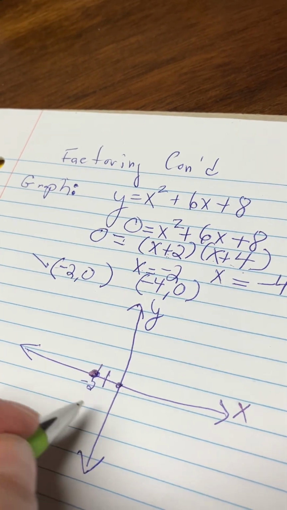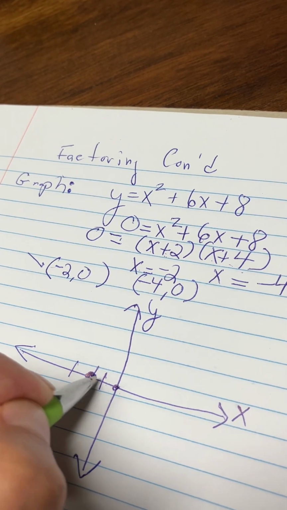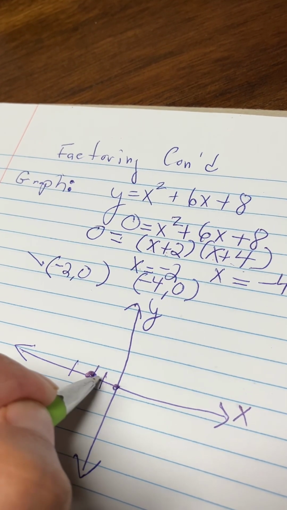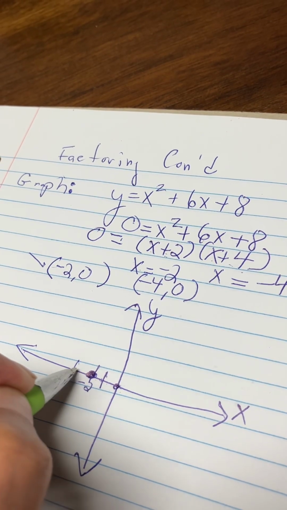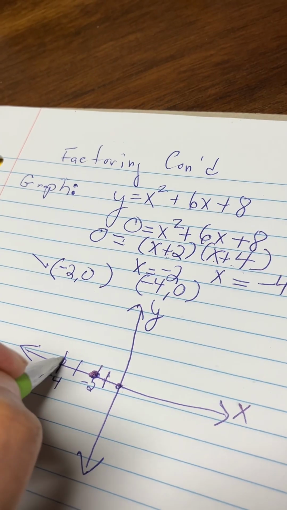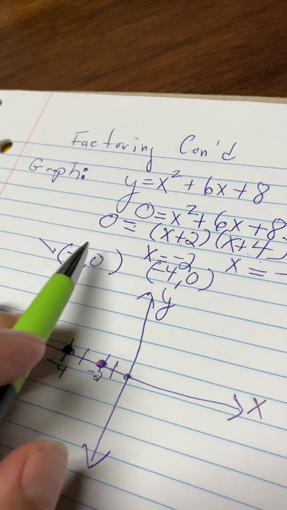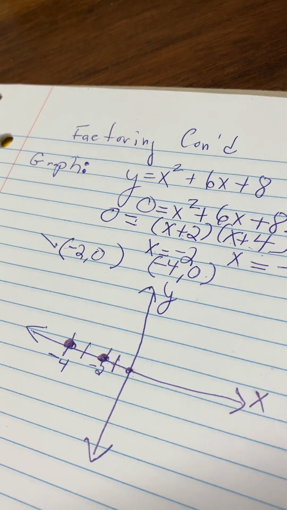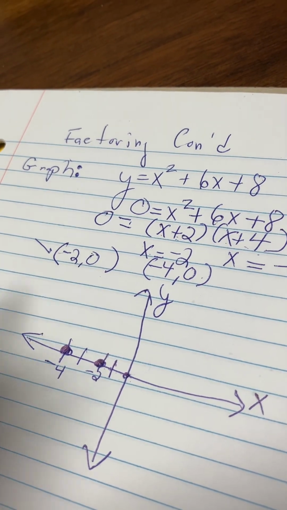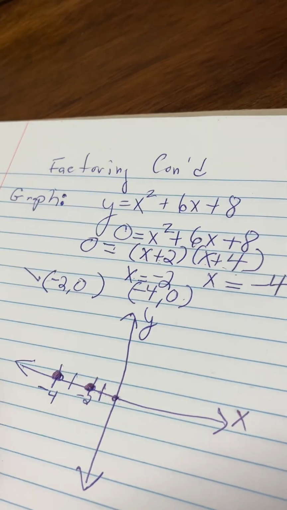Okay, the next one, -4, 0. Well, these should be equidistant apart. That's not a good mark, but this is -1, -2, -3, -4. -4, 0. Okay, so we'll put another point there. Okay, that's these 2 points. Let's draw a little bit more of this. This is a parabola. It's going to look like a cup.